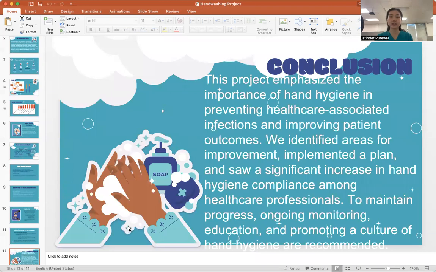So in conclusion, our project emphasized the importance of hand hygiene in preventing healthcare-associated infections and improving patient outcomes. We identified areas for improvement, implemented a plan, and saw a significant increase in hand hygiene compliance among healthcare professionals. To maintain progress, ongoing monitoring, education, and promoting a culture of hand hygiene are recommended.